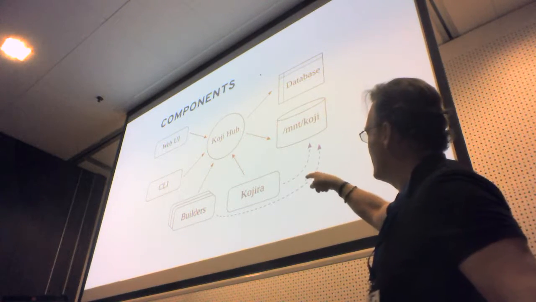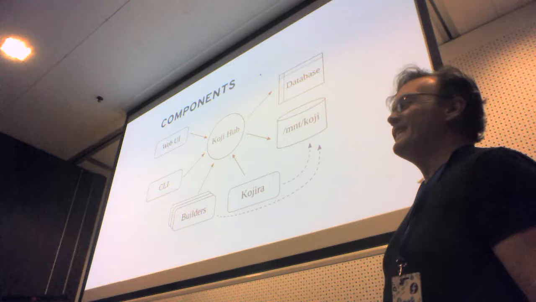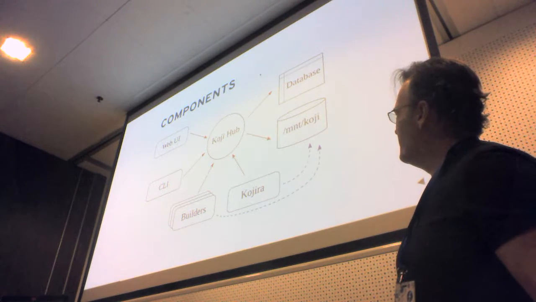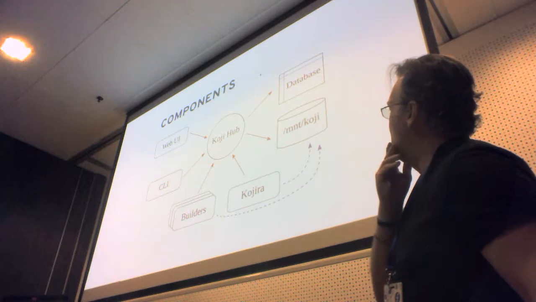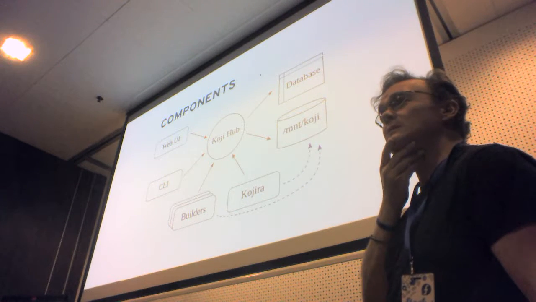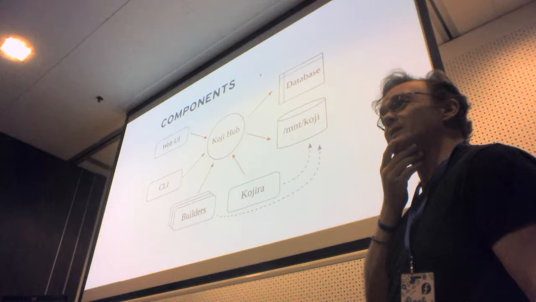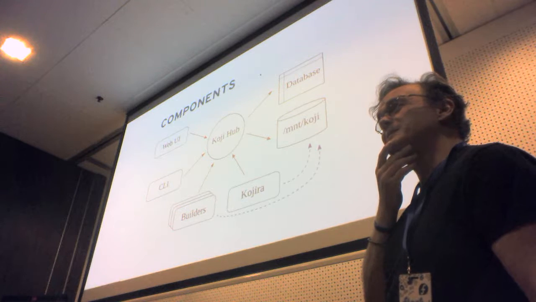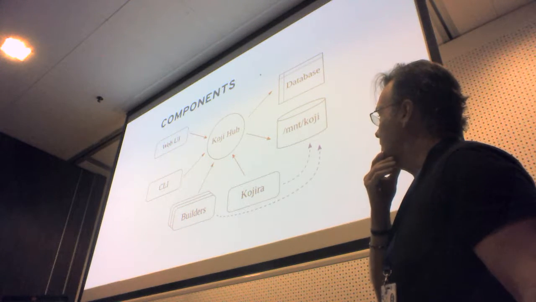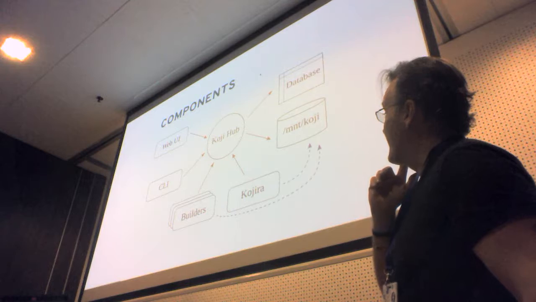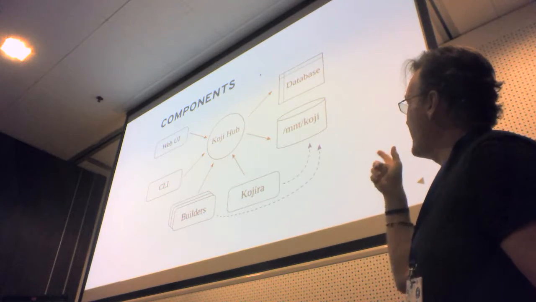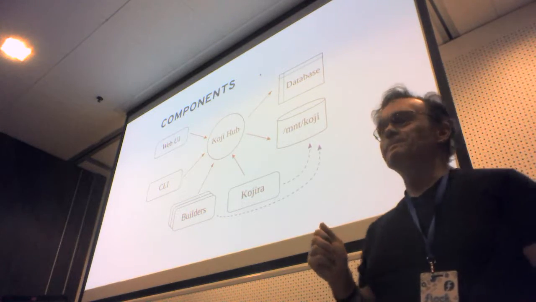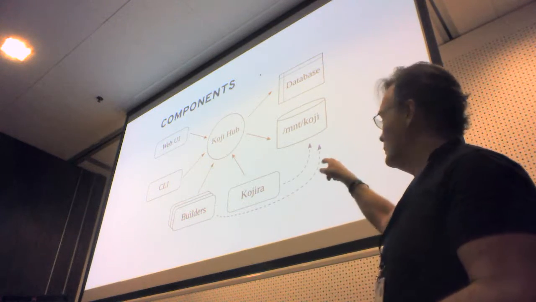A couple exceptions: the blue arrows are a little bit of cheating, that's why the blue arrows are there with the builders and with Kojira. Builders have to talk to the file system in order to run createrepo. I hadn't found a really good way to have that work without having it mounted read-only. Kojira, I can probably fix that at some point, but right now Kojira actually does the repo deletions itself. But that's about it. That's the little blue arrows cheating.